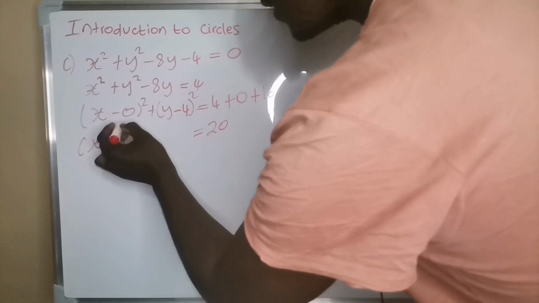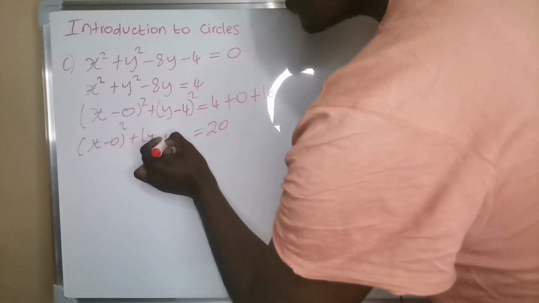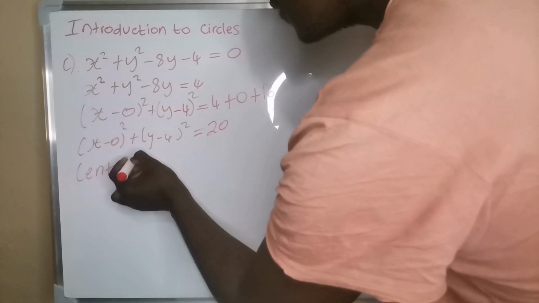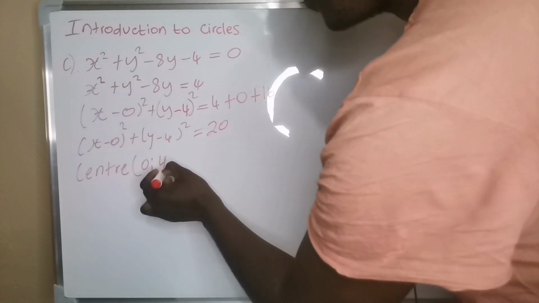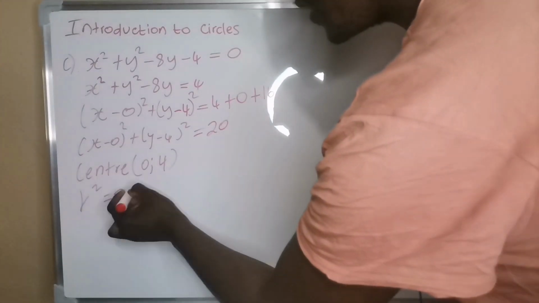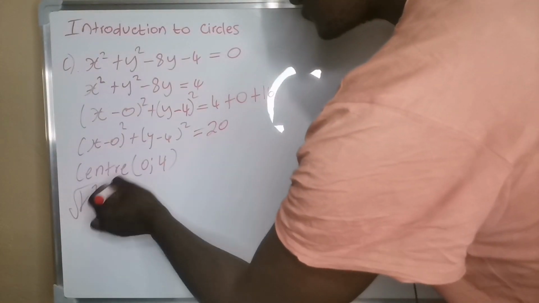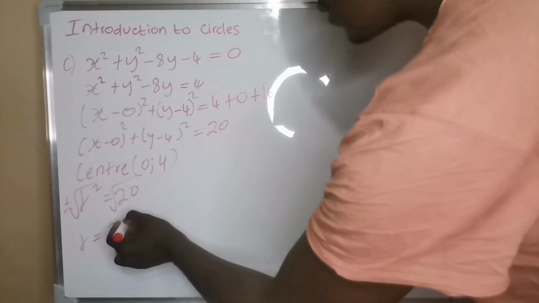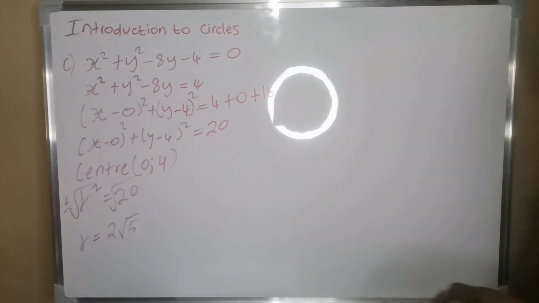(x minus 0) squared plus (y minus 4) squared. The center is (0, 4). The radius squared here is 20. Then take the square root on both sides. So r is the square root of 20, which is 2 square root of 5. Then we're done with number C.